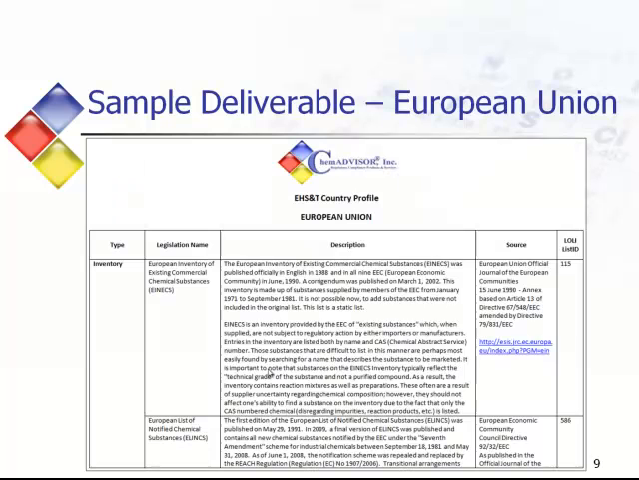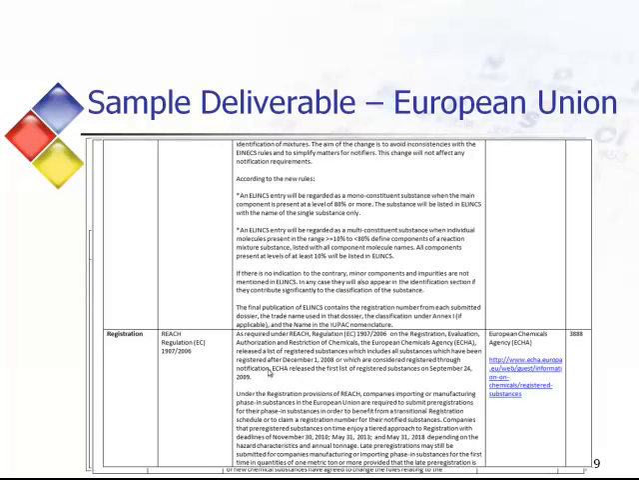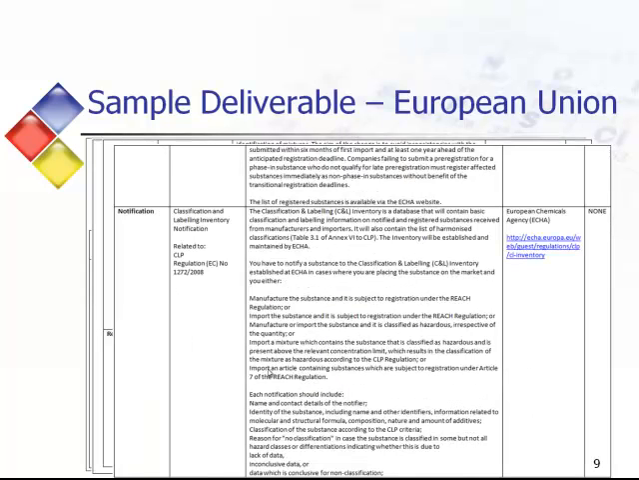Here's a sample Global Chemical Regulatory Report for the European Union. You'll see on the left-hand side it's the type of requirement, the legislation name, a brief description of the legislation or regulation, a description of the source, and, where appropriate, an associated LOLI list ID. We do have sample deliverables available for your review.